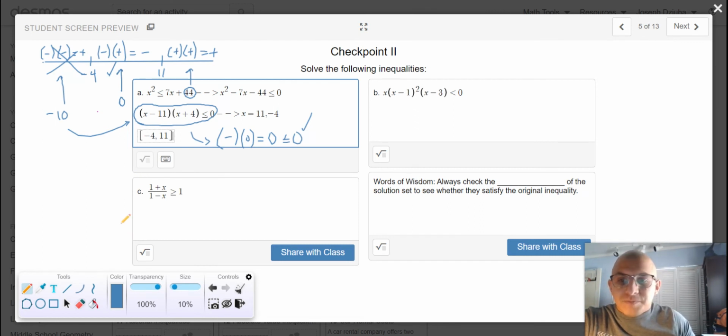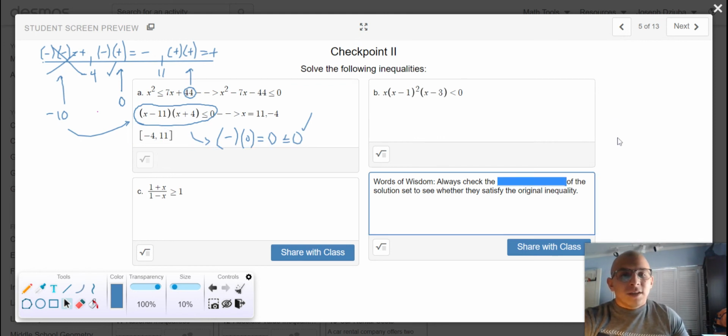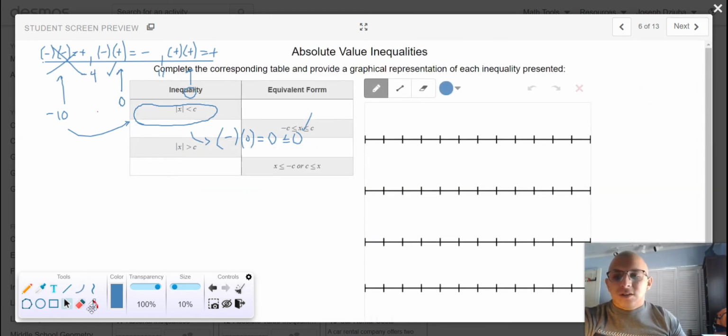So I ask that you calmly make your way through this very methodical, tedious process for both B and C, possibly rewatching what I had just done. It should alleviate. And words of wisdom say to always check the endpoints of the solution set to see whether or not they satisfy the original inequality. And had we substituted both -4 and 11 into our inequality, we would see that we do get equivalent expressions.